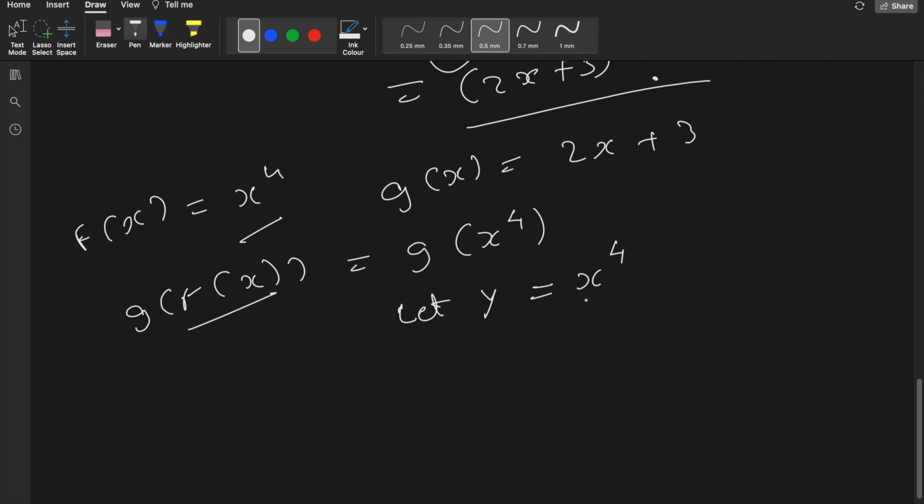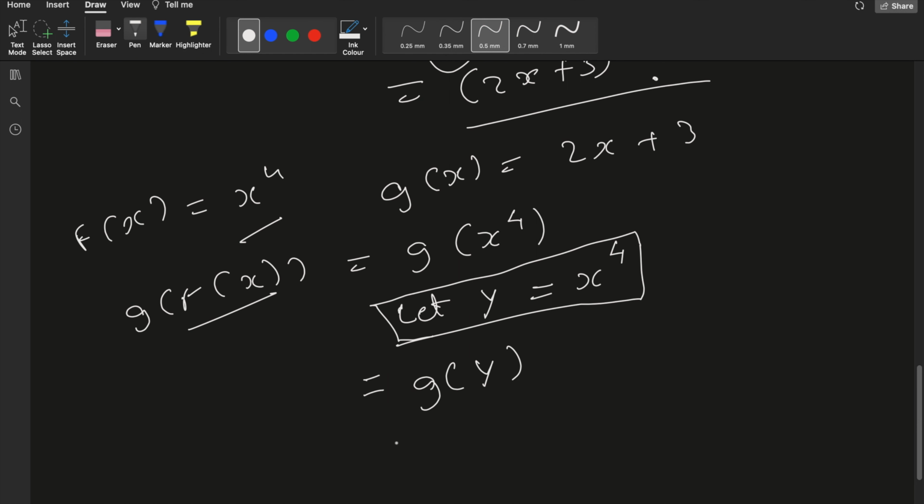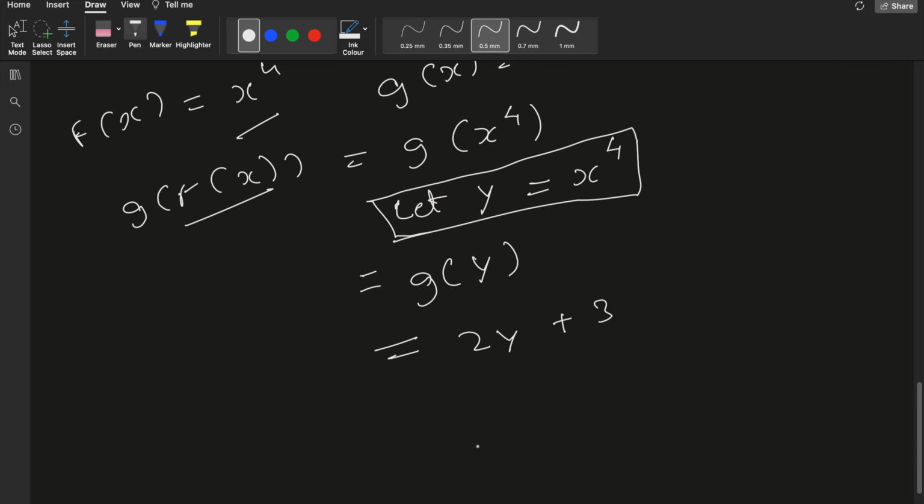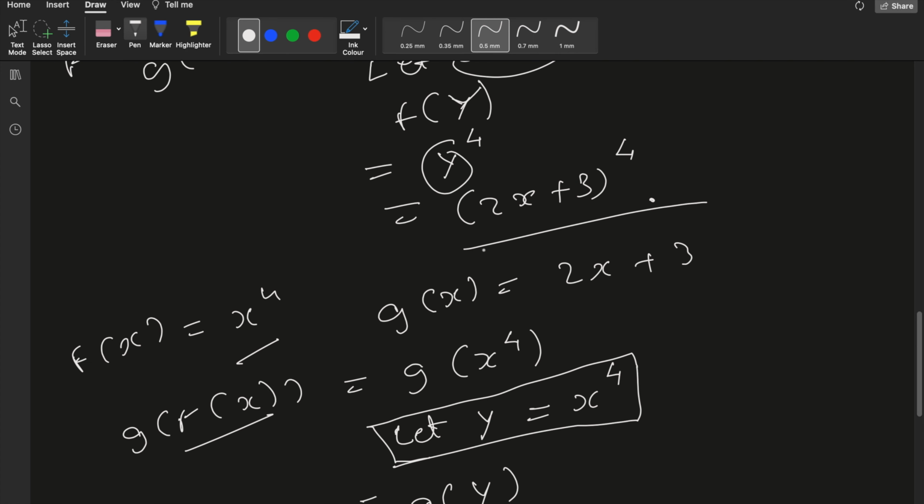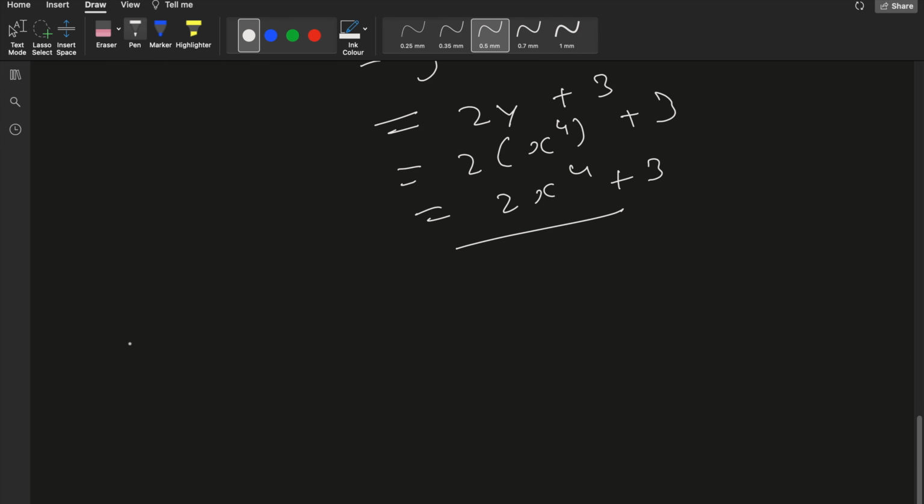But when you're doing past papers or something, just ignore this step and just write it directly. So this would be g of y, and what would be g of y? It would be 2y plus 3. Let's substitute this back into the equation: 2 into x to the power of 4 plus 3. So we got this answer, which is very different from this. Therefore, f of g of x is not equivalent to g of f of x.